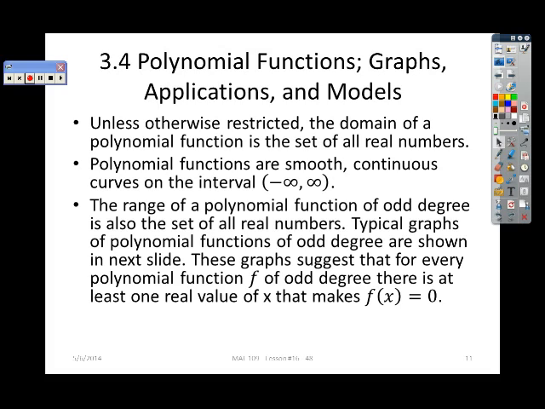The range will depend on what kind of function it is. If it's an odd function like a cubic, or actually a first power, x to the first, x cubed, x to the 5th, those are the ones that one end's up and one end's down. The range will also be minus infinity to plus infinity.